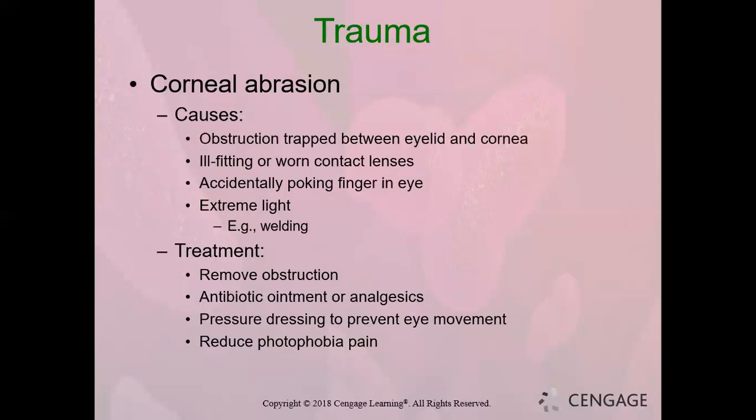Corneal abrasion, this is more along the lines with trauma, and this can be caused when something is trapped between the eyelid and the cornea. Ill-fitting or worn contact lenses, accidentally poking your eye, welding can cause this. I saw one gentleman who had a little shard of metal embedded in his eye. Oh, it looks so painful. So they're going to remove it. They're going to give him antibiotic ointment. They may also patch that eye to give it time to rest, pressure dressing, and they want to reduce the pain.